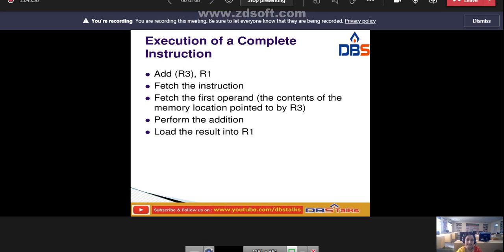In this execution of a complete instruction, we are executing add R3, R1, starting with fetching the instruction. After fetching the first operand, the content of the memory location pointed to by R3, we perform the addition, and then we load the result into R1. So, this is the working of the execution of a complete instruction.